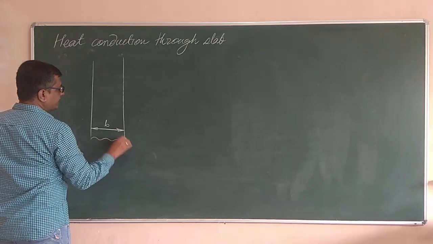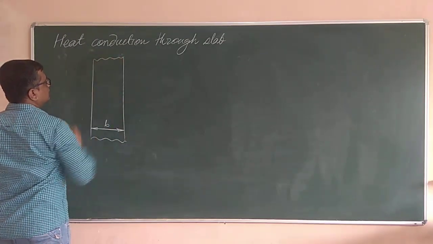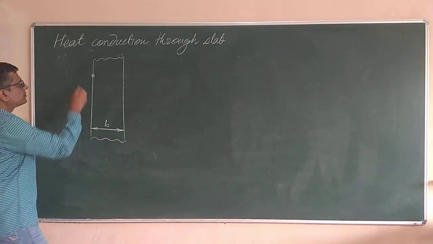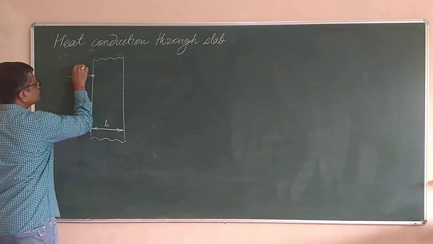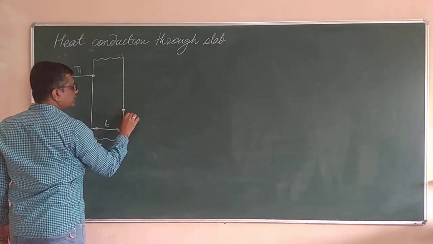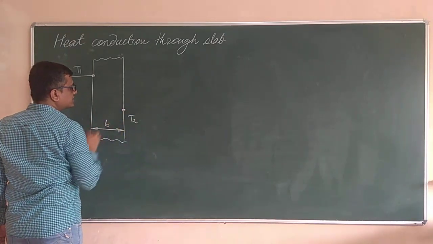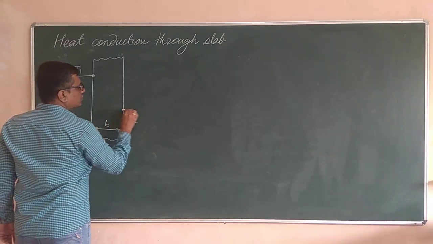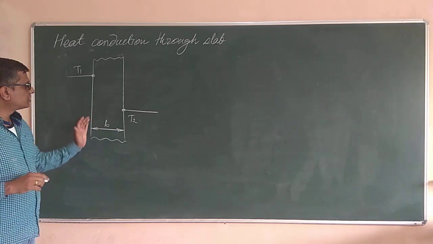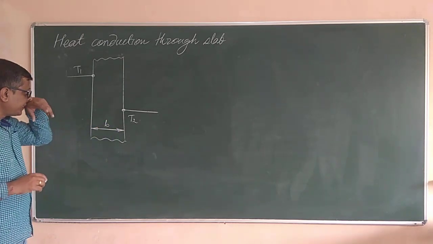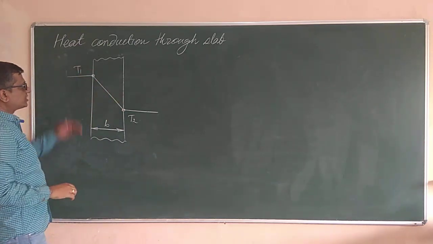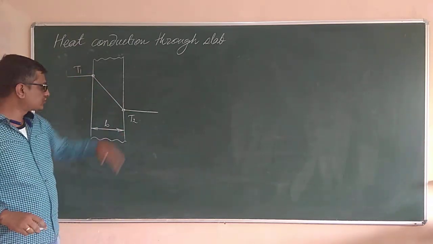Say this is the infinite slab, and this surface of the slab is maintained at the temperature T1. Here is the temperature T1. And this surface of the slab is maintained at the temperature T2 degrees Celsius, and here onwards the temperature is constant, and the variation of the temperature in the x direction or in the direction of B is something like this. It is a linear variation. So temperature is dropping down linearly in the direction of x.